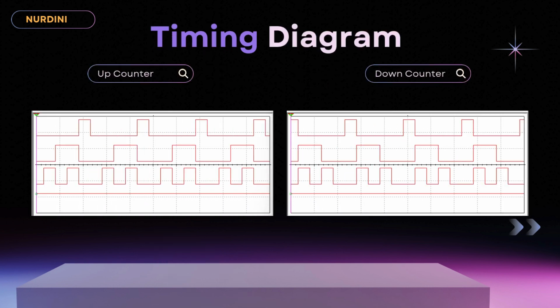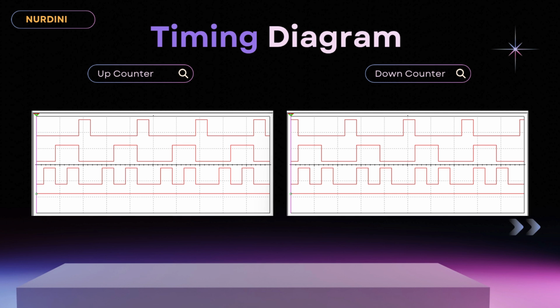For our timing diagram, the JK inputs we've set determine which flip-flops toggle when the clock ticks. For up counter mode, the counter steps through binary patterns of odd numbers. Q1 toggles every clock pulse. Q2 changes every 2 pulses, but only if Q4 is low.